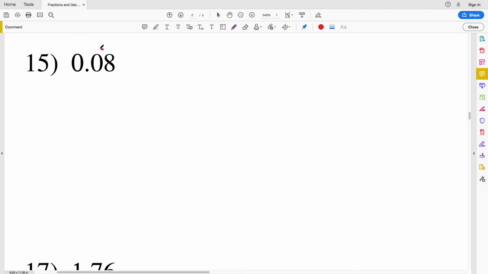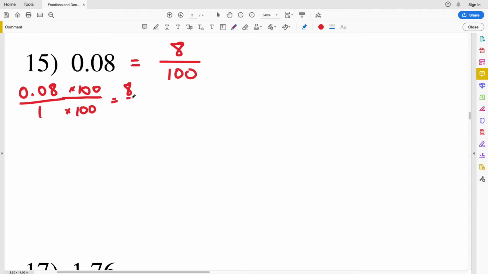So in number 15, we would read this as 8/100ths. Here's our 10th place, here's our 100th place. And just like it sounds, this is going to be equal to 8 over 100. Or, if you want to see the multiplication method, we'll take 0.08 over 1, because dividing by 1 does not change the value of our decimal. But we don't want a decimal within our fraction, and in order to get rid of that, we need to multiply by 100. So multiplying the top by 100 and the denominator by 100, we would get 8 over 100. So you can see that's the same thing, or you could just think 8/100ths.